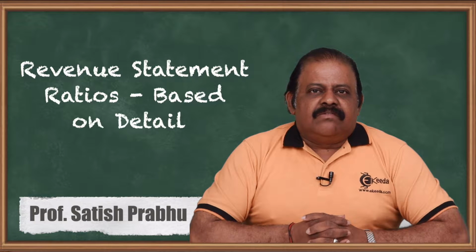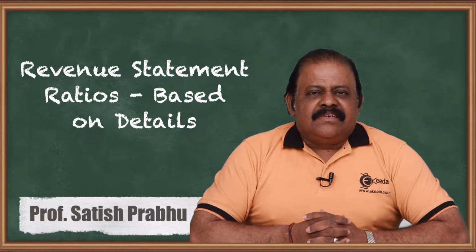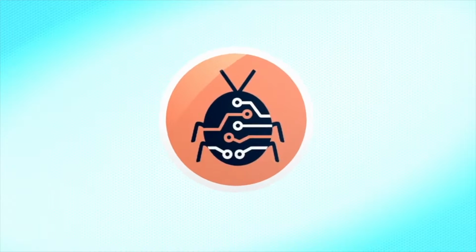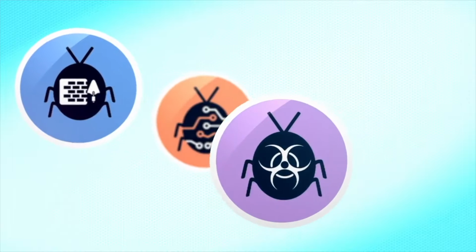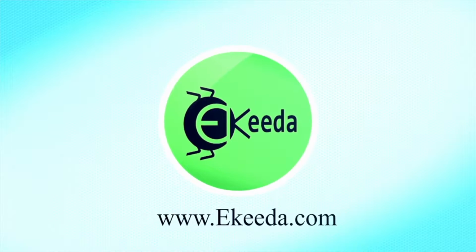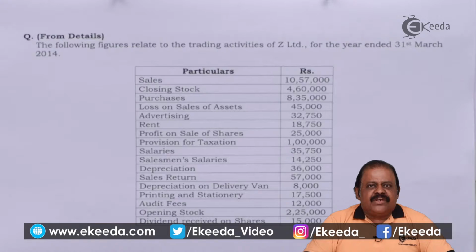Sometimes in a question we don't get a profit and loss account. Instead, information is given in detail, item wise. We are required to arrange those items systematically, construct a vertical income statement, and then calculate the ratios. Today we are going to do one such question. Let us read the question now.